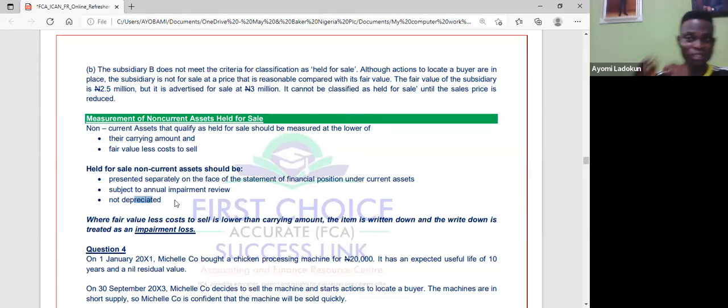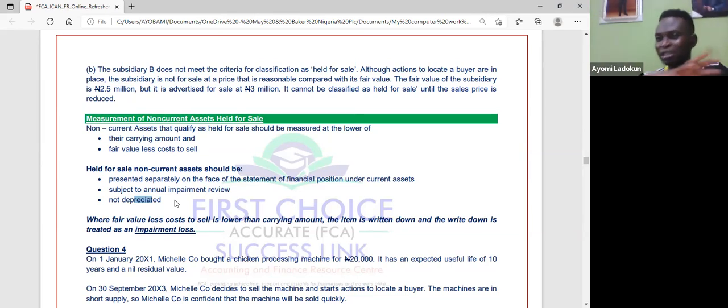So if you don't depreciate them, what does that mean? That means my profit for that year will go up. In an advanced exam, the examiner can ask you, how can you use IFRS 5 as earnings management? So that's why that condition is saying there's no plan to withdraw the asset from being sold.